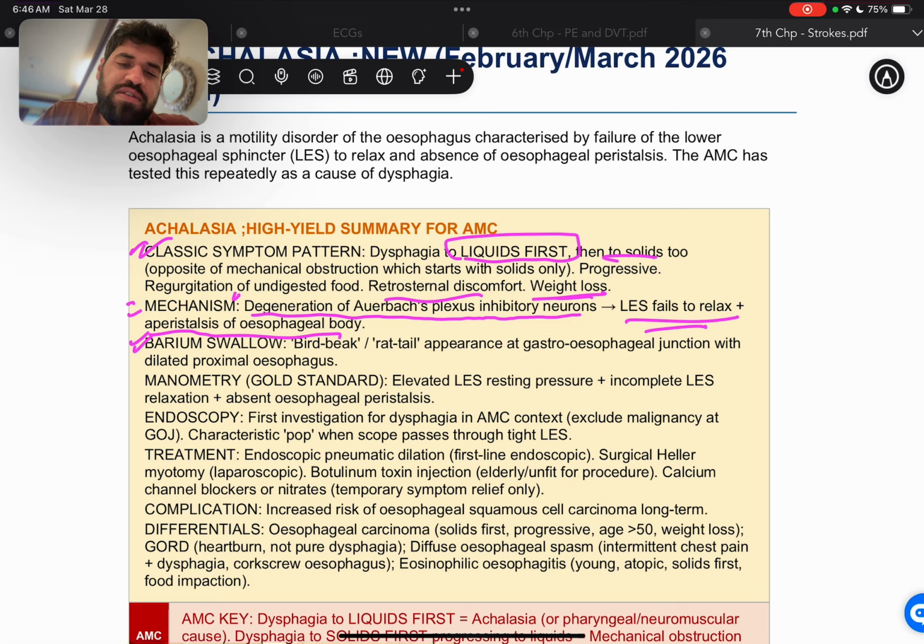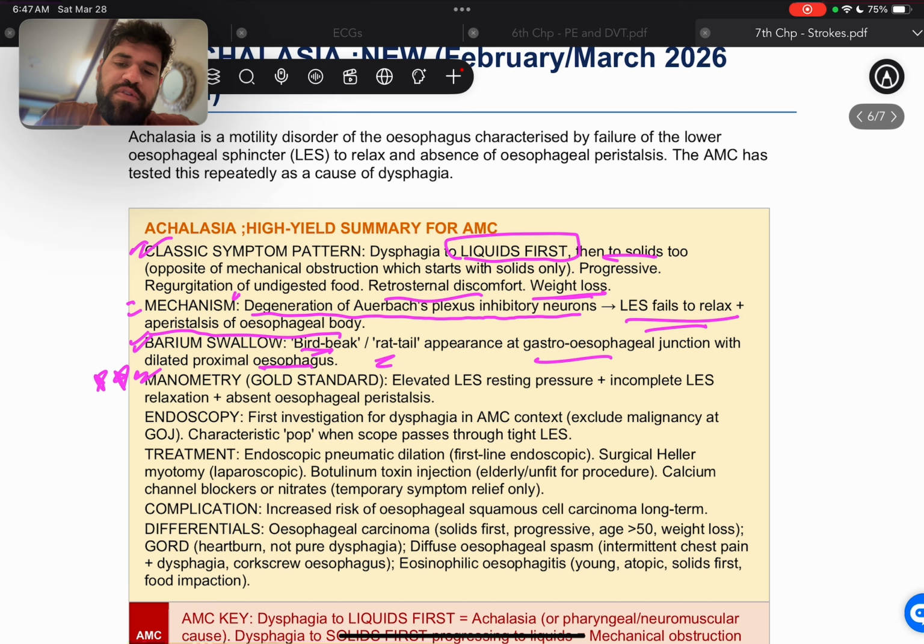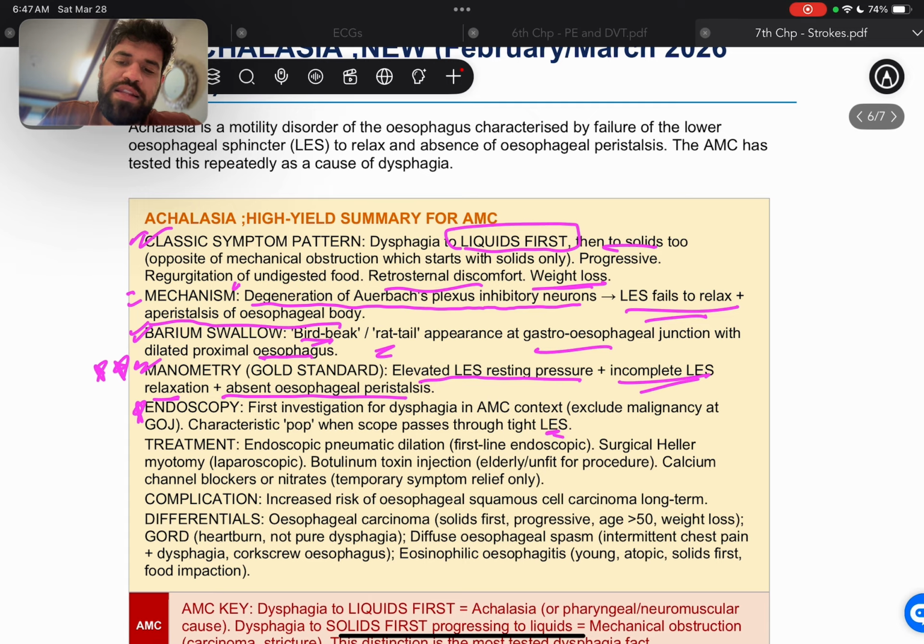Then in the diagnostic test, on barium swallow, obviously we'll see a bird's beak or rat tail appearance at the gastroesophageal junction with a dilated proximal esophagus. Then manometry is the gold standard for these patients because there's going to be elevated LES resting pressure plus incomplete LES relaxation and absent esophageal peristalsis. Endoscopy is the first investigation for dysphagia in the AMC context because you have to exclude malignancies at the gastroesophageal junction, and the characteristic pop can be seen when the scope passes through the tight LES.